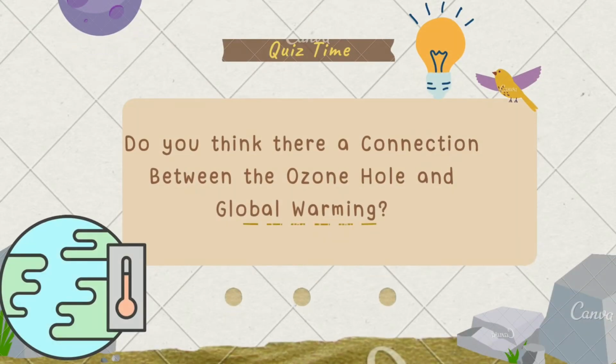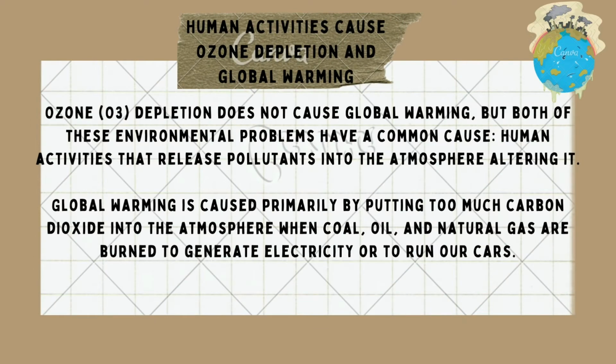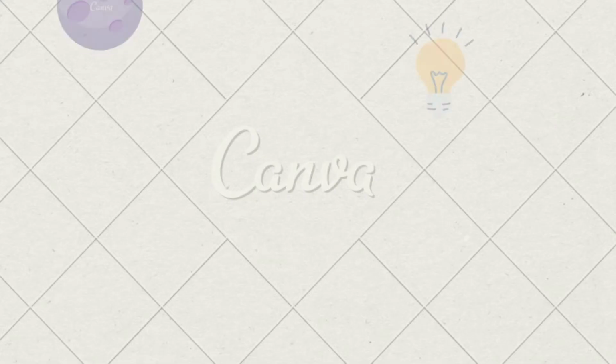Do you think there is a connection between the ozone hole and global warming? Human activities cause ozone depletion and global warming. Ozone depletion does not cause global warming, but both of these environmental problems have a common cause: human activities that release pollutants into the atmosphere, altering it. Global warming is caused primarily by putting too much carbon dioxide into the atmosphere when coal, oil, and natural gases are burnt to generate electricity or to run our cars.